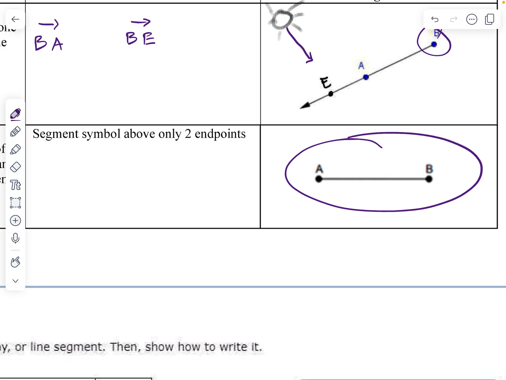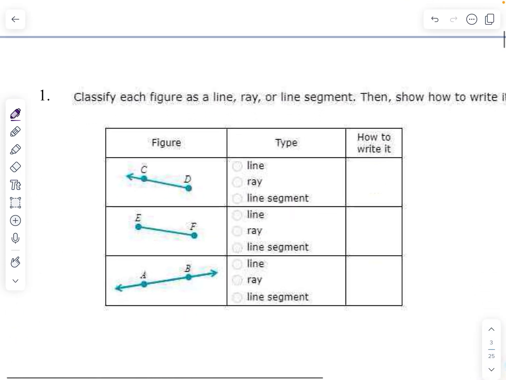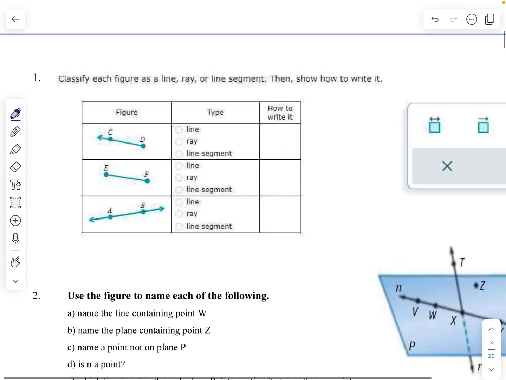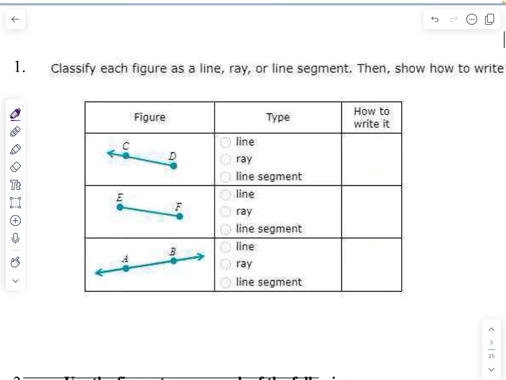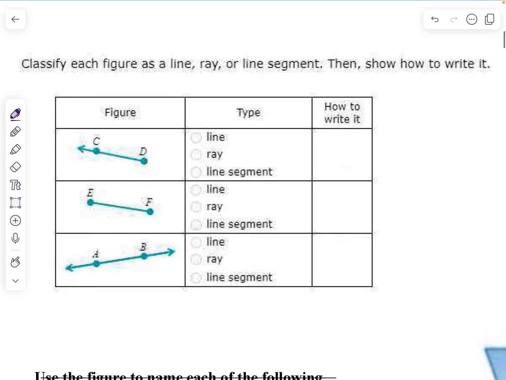Okay, so a segment has 2 endpoints, A and B, and if I were to write that out, I would write it with a segment symbol with A and B, and that could be flipped around the other way as well. So you could call that BA. Notice I don't have arrows on top, and I will be calling those segments instead of lines because they are different things. If I go on to one of these questions, it's going to ask us to classify the figure as a line, a ray, or a segment, and then write it.